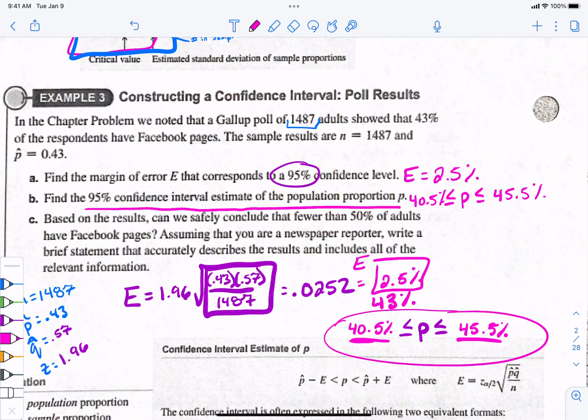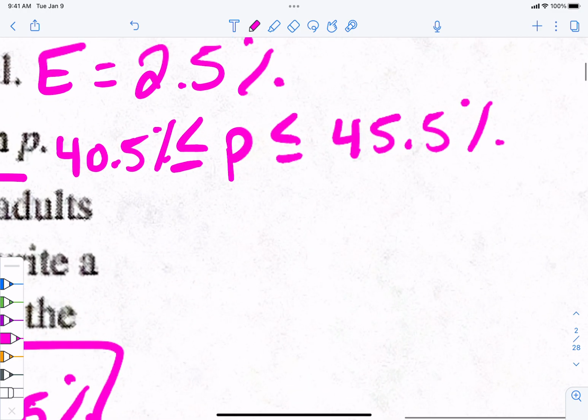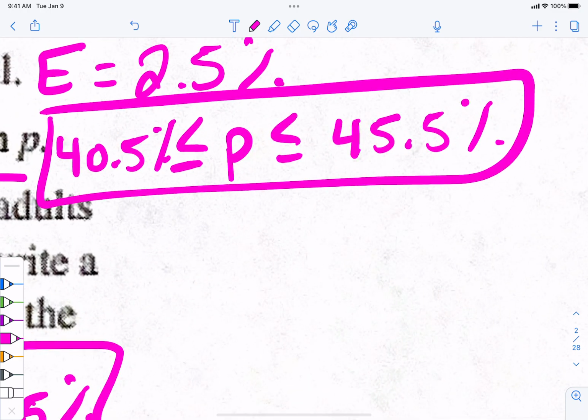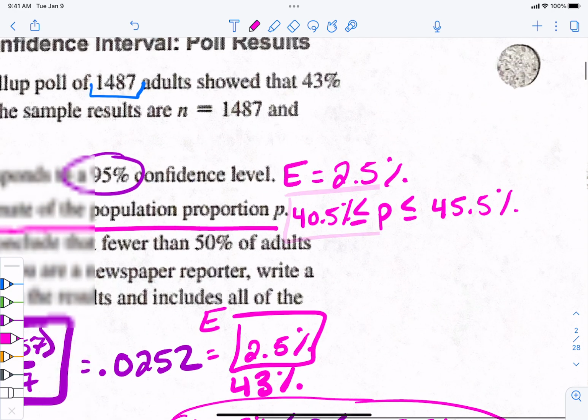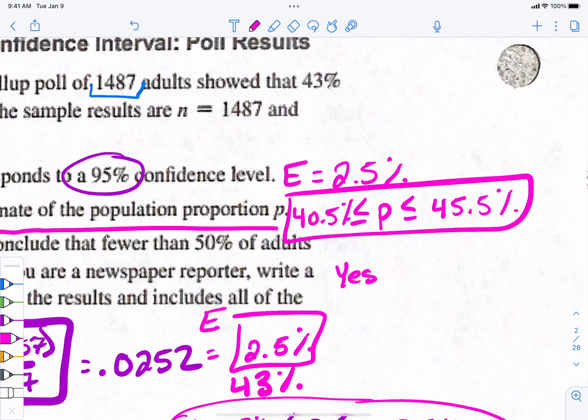Based on the results, can we safely conclude that fewer than 50% of adults have Facebook pages? According to our interval, we're saying that the true proportion is 40.5 to 45.5. Is that fewer than 50? Yes, that whole interval is less than 50. So yes.